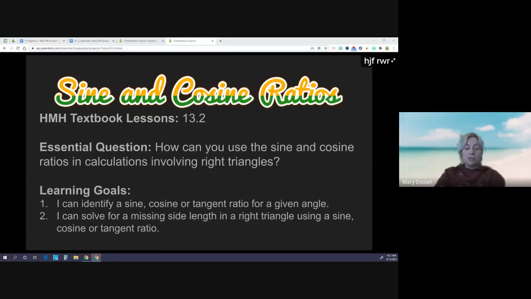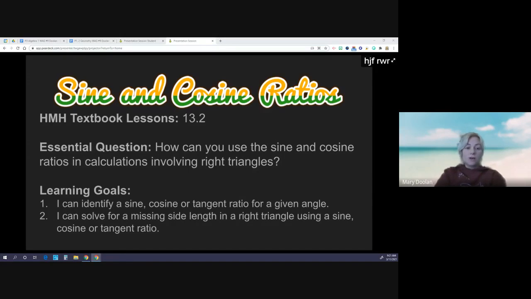Essential question: How can you use the sine and cosine ratios in calculations involving right triangles? So we're still looking at right triangles. Learning goals. I can identify a sine, cosine, or tangent ratio for a given angle. So we already did the tangent ratio part. Today we're doing the sine and cosine part.